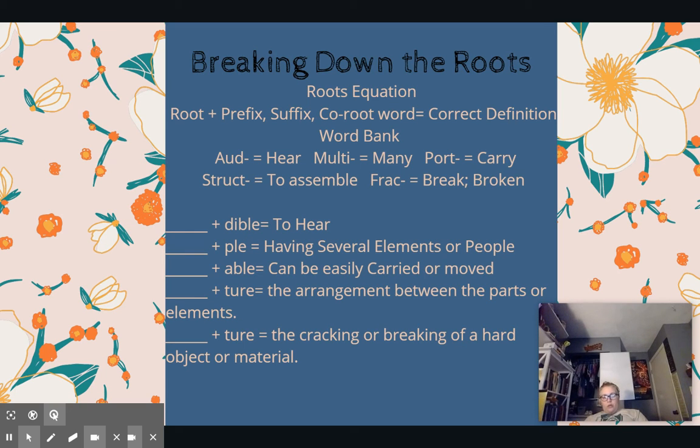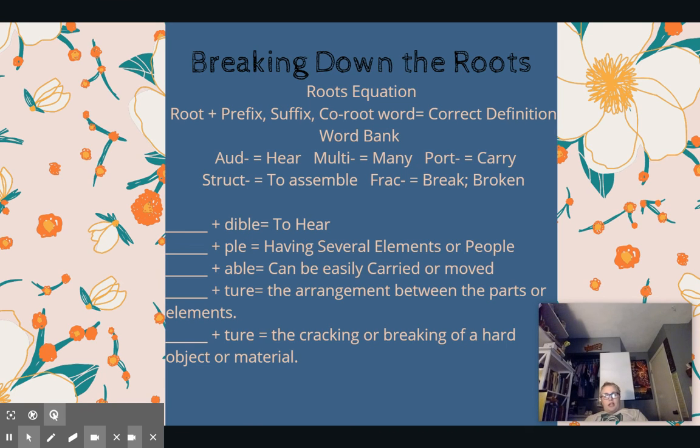For the second one, we have -ple, which we're going to be looking for the first root, which would be having several elements or people. So we're going to look up and there's a synonym for several, which is many. And that would help students generally see, and if not that thought process, you could also go through the words and just show them what makes sense, what sounds correct. That would be an easy way to break this down also. So the second one is multiple. For the third one, you've got it can be easily carried or moved. So just like the first one, we saw carried or carry before. And so portable would be for the third one.